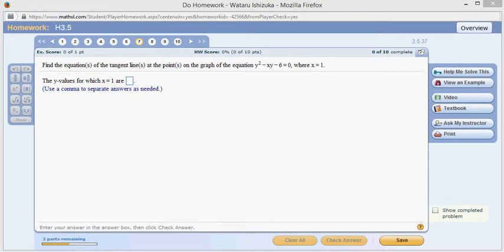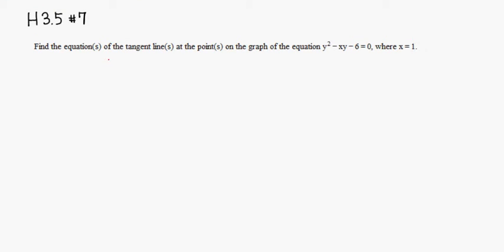We just need to plug in x equals 1. Actually, there's only one x in the equation. So we get y squared minus, x is 1, so this is just y, minus 6 equals 0.